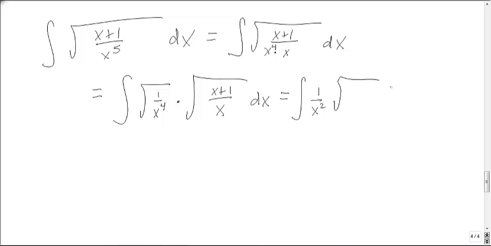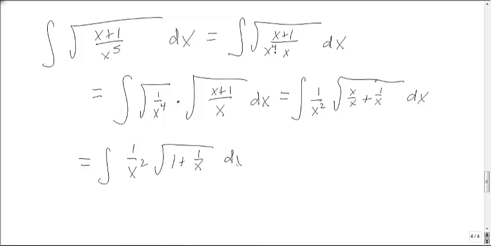And then I have a square root here. Now for x plus 1 over x, I'm going to write this as x over x plus 1 over x, so split the fraction up into two separate fractions. I need my dx. So I get an integral of 1 over x squared, and then the square root of 1 plus 1 over x dx. Right now it may not look like this has accomplished much, but we can apply a trick that we did before and things are going to work out just fine.